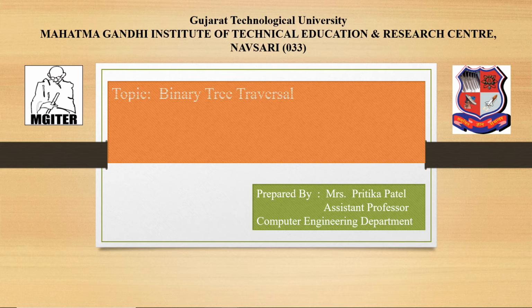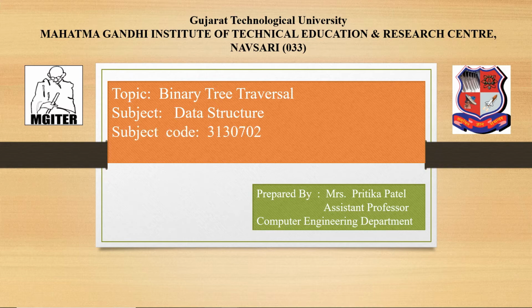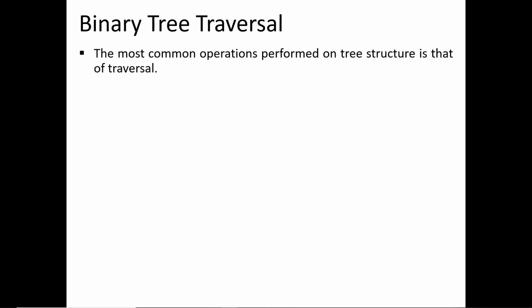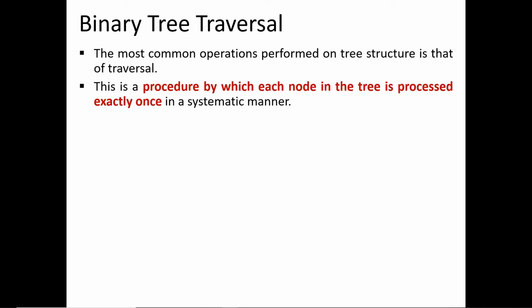Today in this session we are going to discuss binary tree traversal, which is a topic of the subject Data Structures of second year, third semester. Now coming to the point, binary tree traversal. The most common operation performed on a tree structure is that of traversal. This is a procedure by which each node in the tree is processed exactly once in a systematic manner. Binary tree traversal means we have to visit each and every node at least one time.